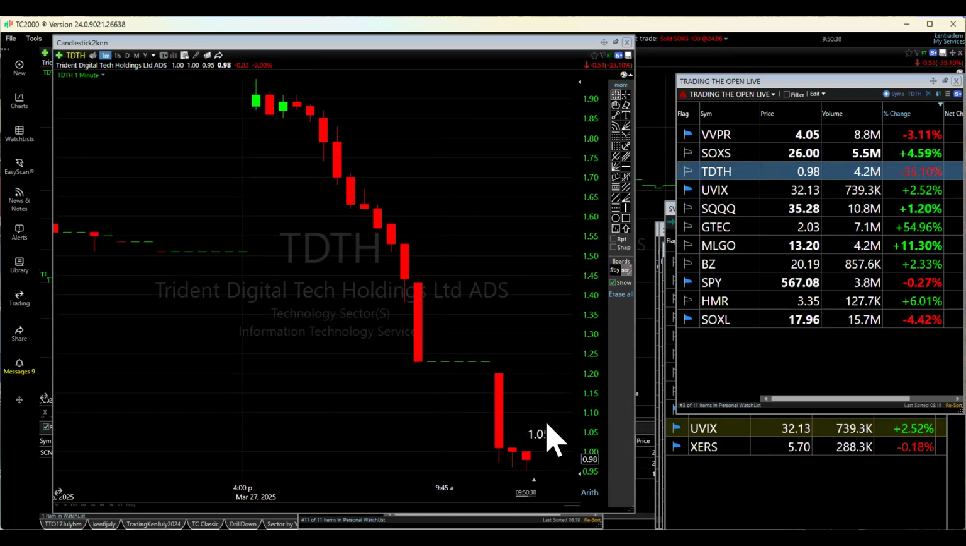So speculators might want to hit this squeeze play would be to buy the 105 with a hard stop at 98, right? That would be on the size 10, 20,000, whatever. Long over 105, hard stop at 0.98. That's my Wall Street squeeze play of the day.